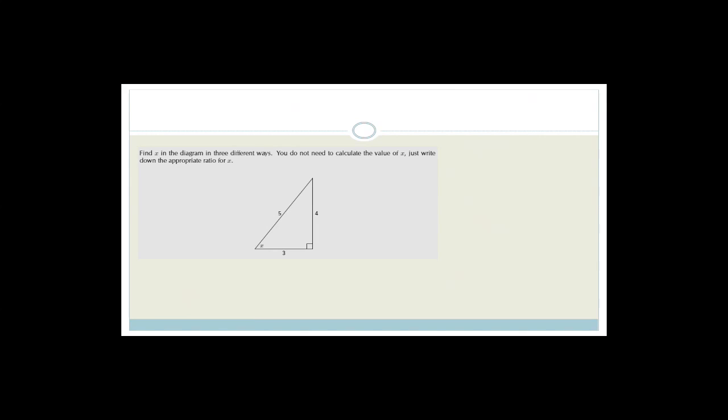So let's look at an example. It's the best way to find out if you know how to use it. It says find x in the diagram in three different ways. And it says you do not have to calculate the actual value of x, just write down the appropriate ratio for x. So here is x. And SOH CAH TOA only works for right-angle triangles, by the way. I meant to tell you, it only works for right-angle triangles. We've got other ratios that we use for non-right-angle triangles.